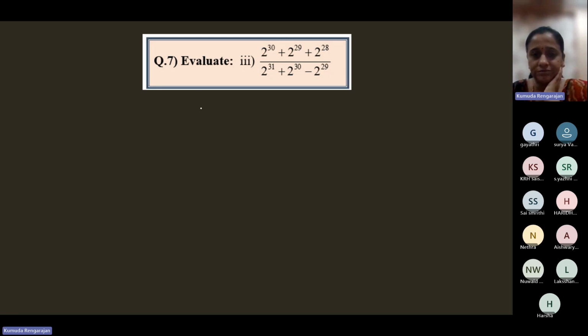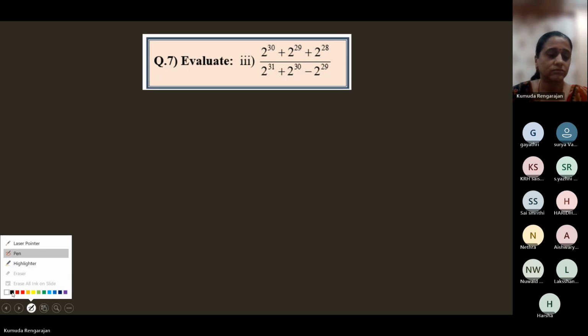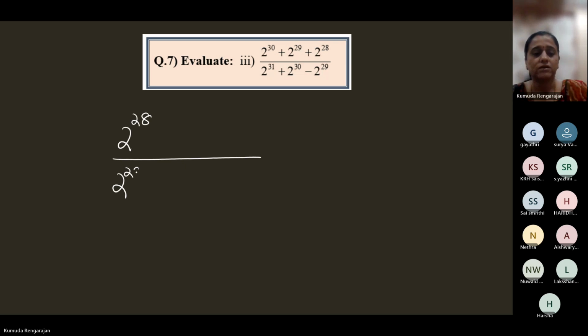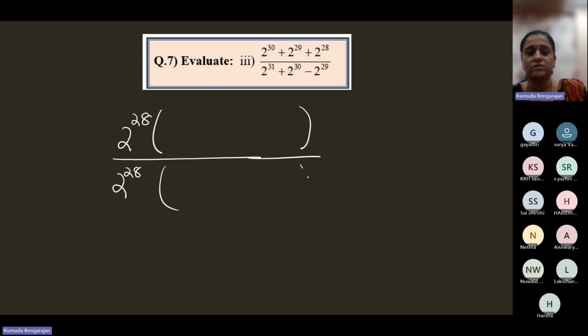Now here also, look at the powers of 2 we have. We have 30, 29, 28, 31, 30, 29. So among the powers, which is the least power? 28. So take out 2 to the power 28 common in both the numerator and the denominator.